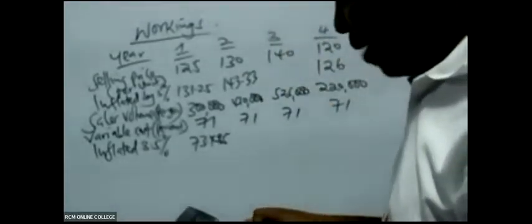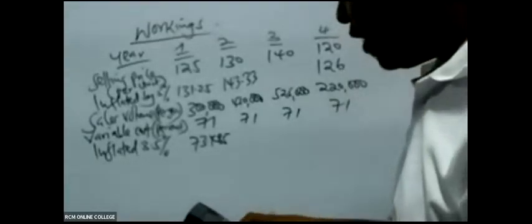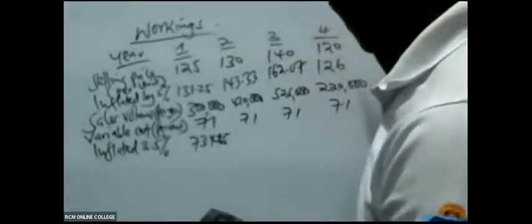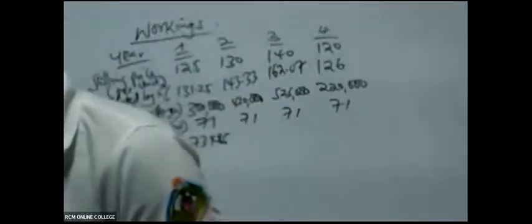So here it is supposed to be 143.33. I hope you are with me. 140 times 1.05, raised to 3. So here it will be 162.07. Are we together, guys? Are you seeing what I'm doing?